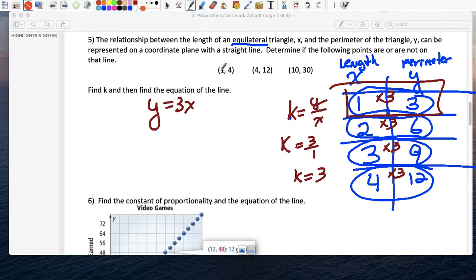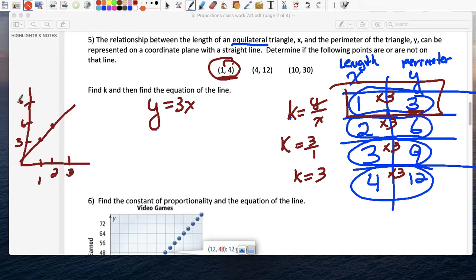Now, they're asking, well, we can tell right away. When x is 1, what should y be? y should be 3. So 1 and 4 is not on the line. So again, we have 1 and 3, 2 and 6, and it'll be 3 and 9, which is here, right? So 1 and 4 is not on the line.